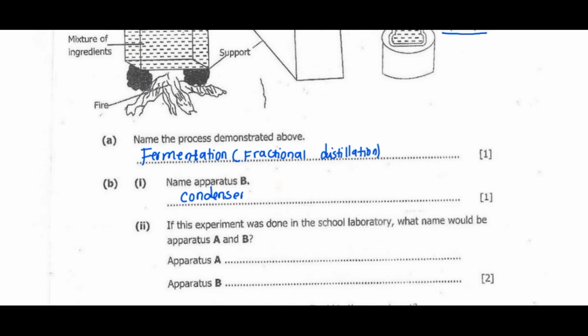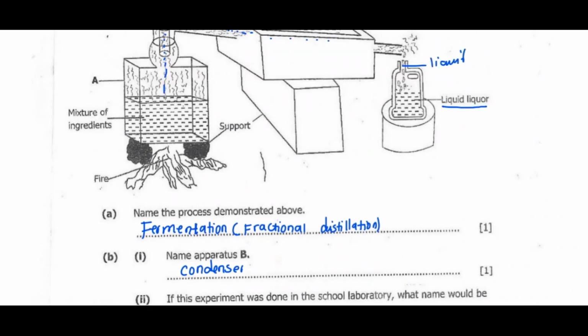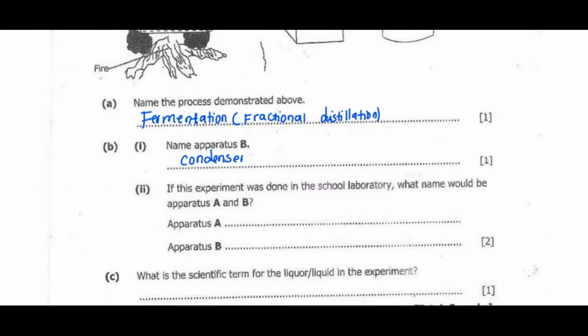Then 2, if this experiment was done in the school laboratory, what name would be apparatus A and B? So apparatus A, this can be a round bottom flask. Then for B, this can be a Liebig condenser.